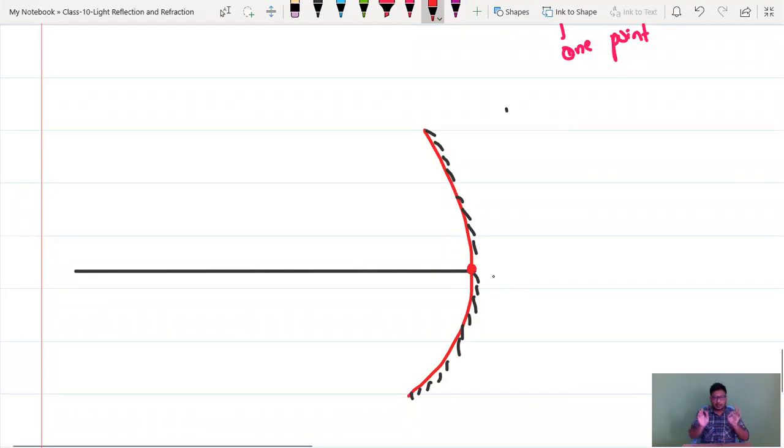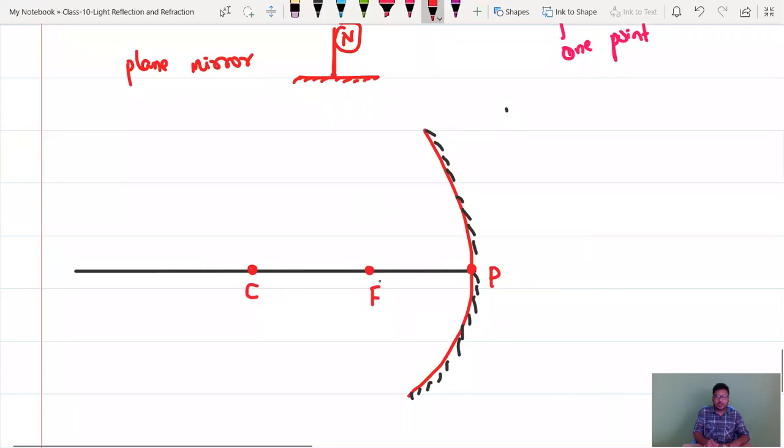Principal axis will be at the center only, because what is the principal axis if they ask? If you remember the plane mirror, the incident ray after touching the mirror surface will reflect back in the same path. That is known as the normal ray, na? The normal ray in case of a concave mirror is the principal axis. So this is the P point, pole. This is F, focus. This is C, center of curvature.